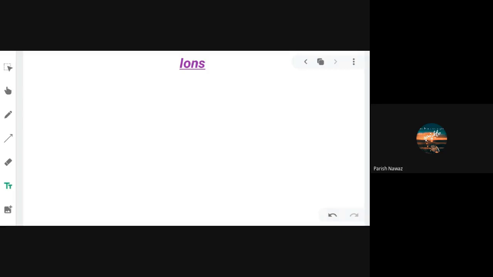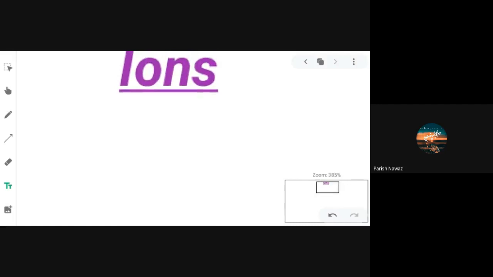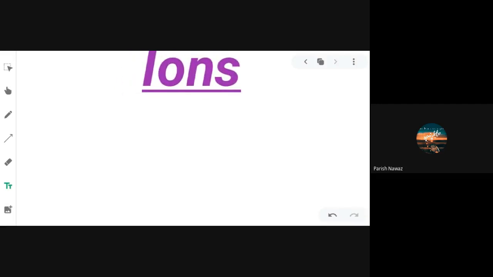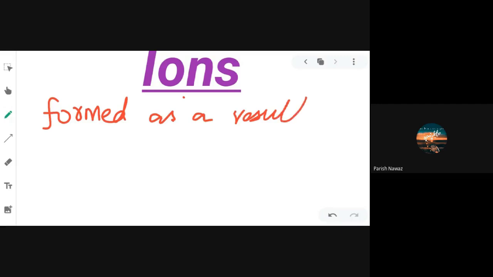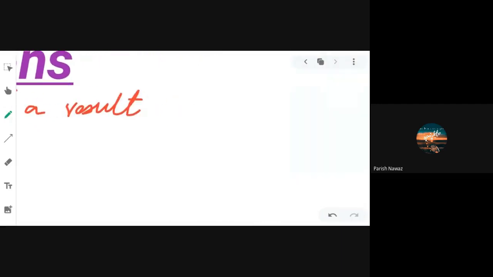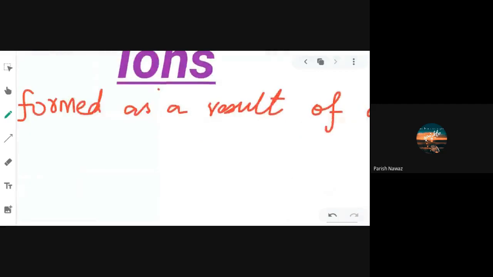Like, you can write down here, ions are formed as a result of complete transfer of electrons.